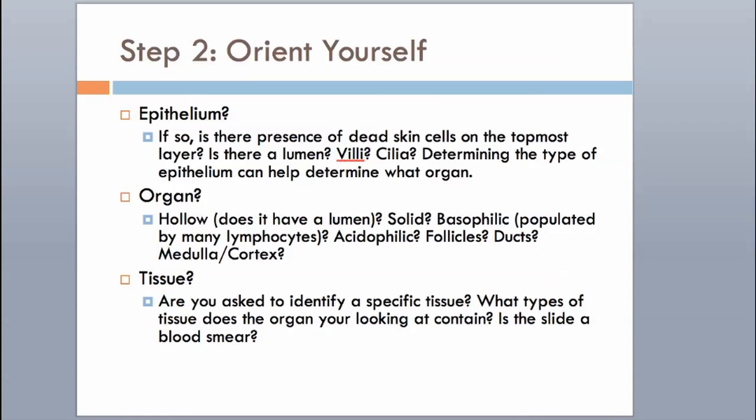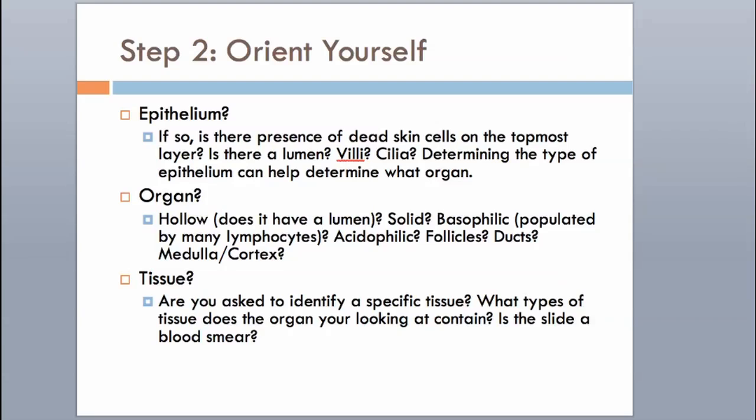All right, step 2. You're going to orient yourself. So why is it important to look at a slide under low magnification first? Because your first goal is to make sure that you've oriented yourself with the slide. I cannot repeat that enough. You have to get oriented with the slide. In other words, you want to make sure that you know what type of organ or tissue you're looking at before you begin to answer any questions that we may be asking you. If you orient yourself first, then you have a better chance of identifying specific cells and tissues and any characteristics of those that we may ask you to focus on.